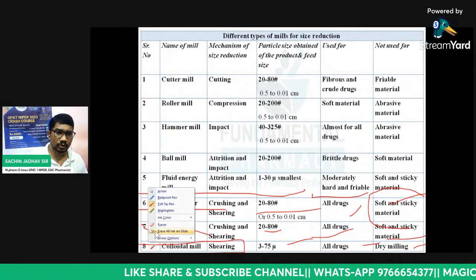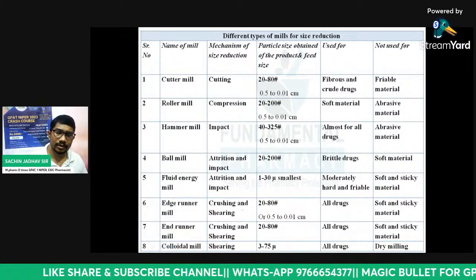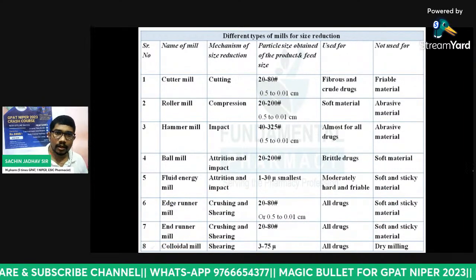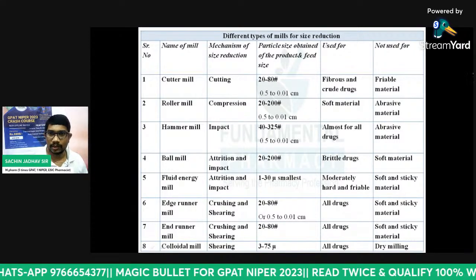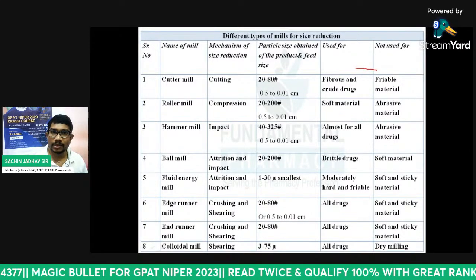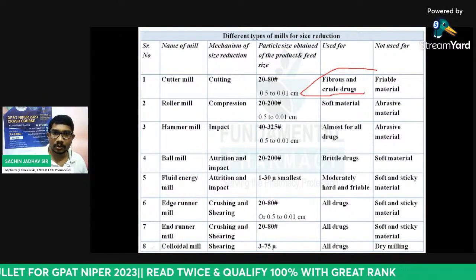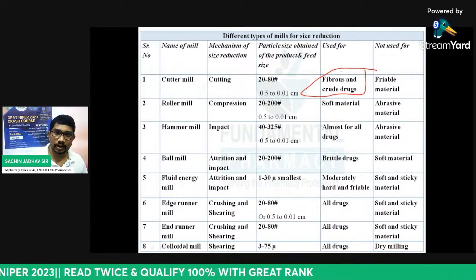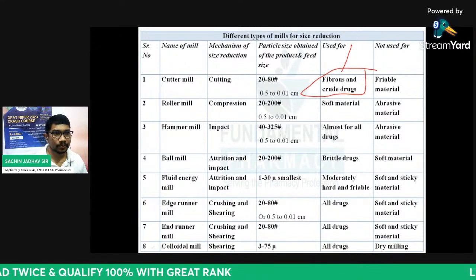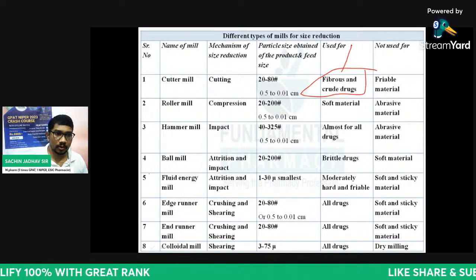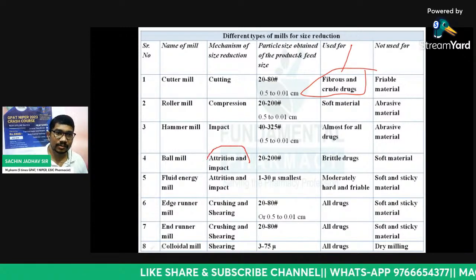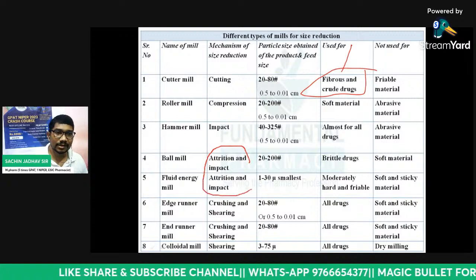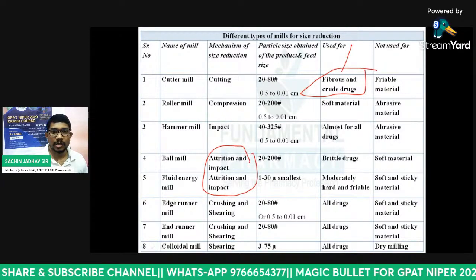ठीक है, क्वेश्चन कहाँ कहाँ से आ चुके हैं, एक टेबल है आपको, एक टेबल के ऊपर क्वेश्चन आ चुके हैं, कहाँ से क्वेश्चन आता है, सबसे पहले क्वेश्चन आ चुका है कटर mill used for, so it is used for fibrous and food drugs, मतलब फार्माकोग्नोसी के जो ड्रग है उसके लिए कटर मिल यूज करते हैं, and okay, then mechanism of size reduction in the ball mill and fluid energy mill, उसका मैकेनिज्म क्या होता है, attrition as well as impact, ठीक है.